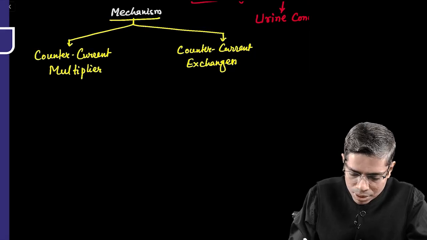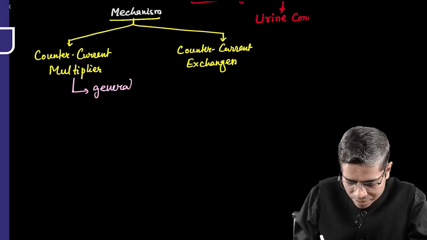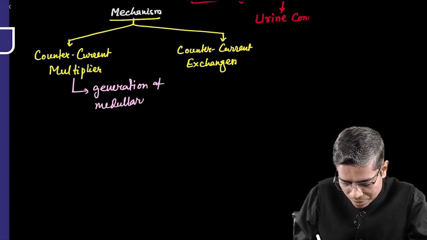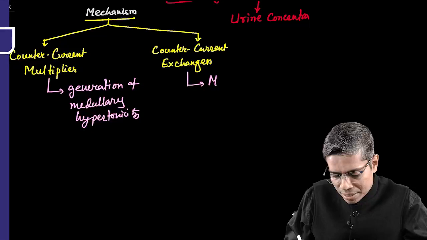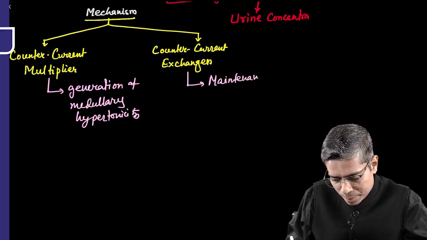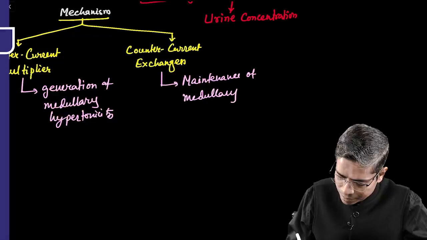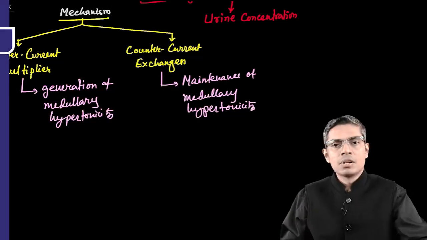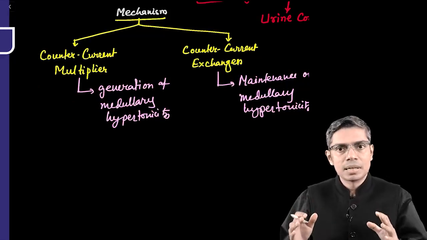So I'm writing here: the countercurrent multiplier is for generation of medullary hypertonicity. And this exchanger is for maintenance of medullary hypertonicity. Getting my point? So now the question is, which part of the nephron is responsible for the countercurrent multiplier?